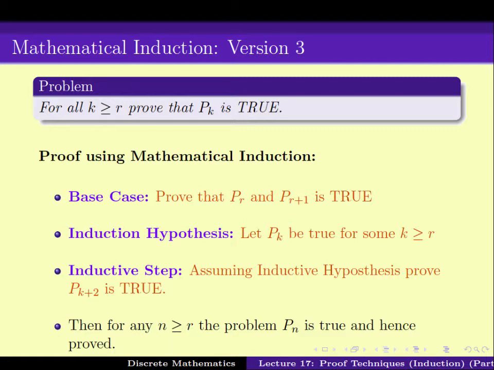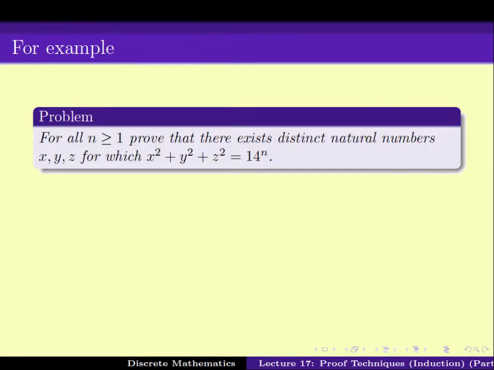We will see many other induction versions in the coming week, and they will use this very basic idea of filling up or somehow covering all the k's, k greater than or equal to r. Now let us see how we can use this one for solving a problem. So here is the problem. It says that for all n greater than or equal to 1, prove that there exist distinct natural numbers x, y and z such that x square plus y square plus z square equals 14 power n.